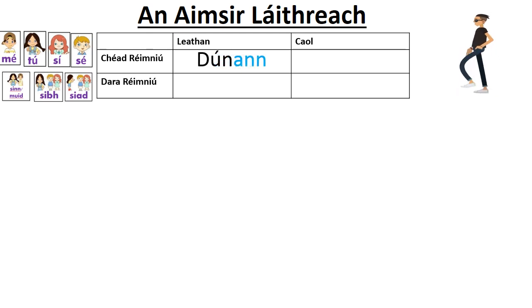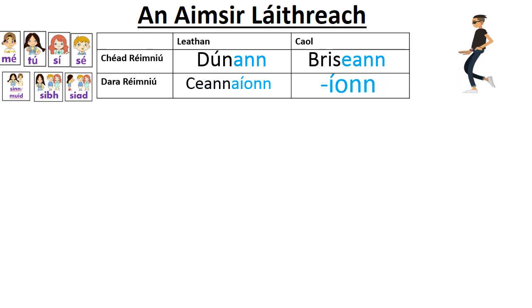Dúnann. Here again it's ann, but with the E for the caol version. Brisann. In our two-syllable group, íonn. Ceannaíonn. And again íonn, but with the A knocked off because it's narrow. Bailíonn.